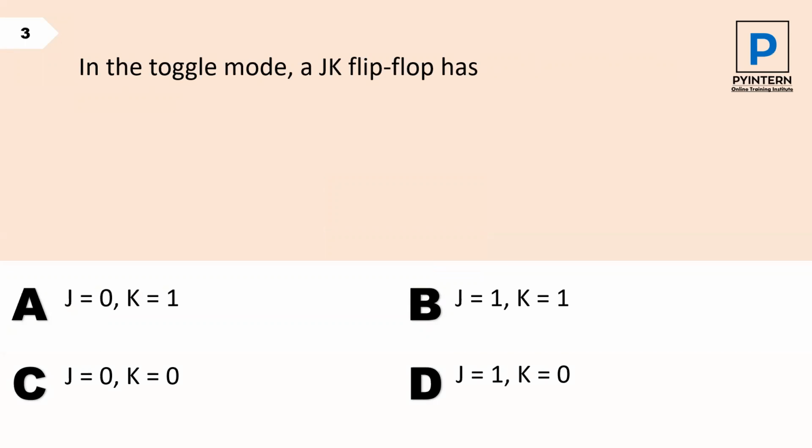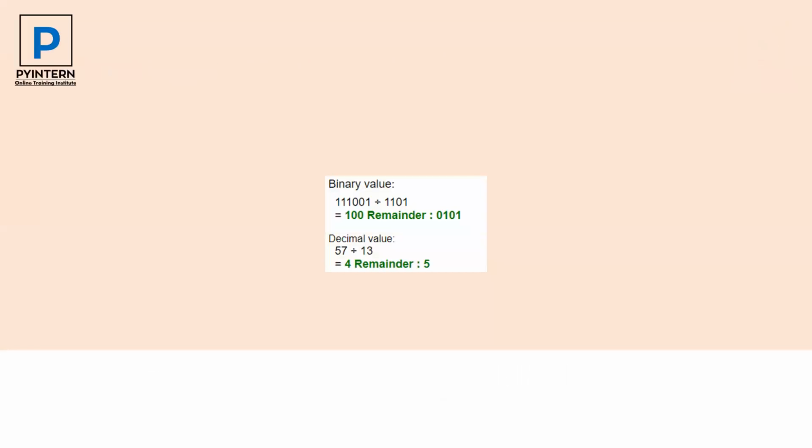In the toggle mode, a JK flip-flop has... So come to the JK flip-flop. It is made from logic gates after modification of the SR flip-flop. What condition for the JK flip-flop is toggle mode? If you go to the characteristic of the JK flip-flop, you can see that if both inputs are high, the JK flip-flop goes to toggle mode. What is toggle mode? Basically, in toggle mode the output will change with each clock pulse without changing the input. So the correct option is B.